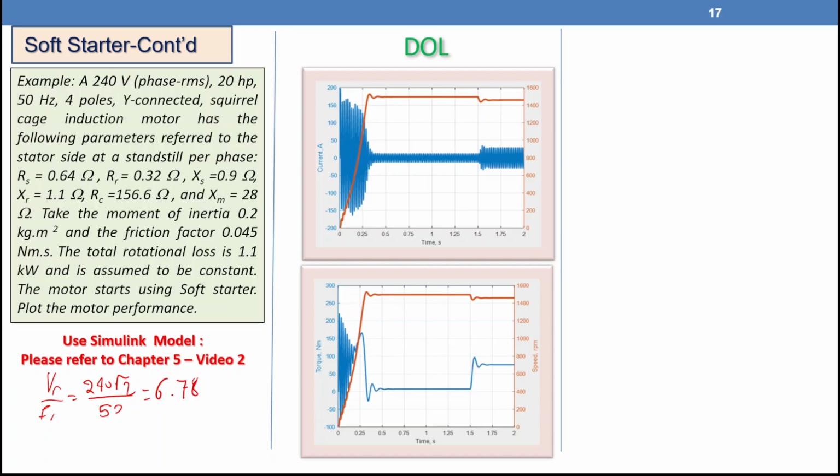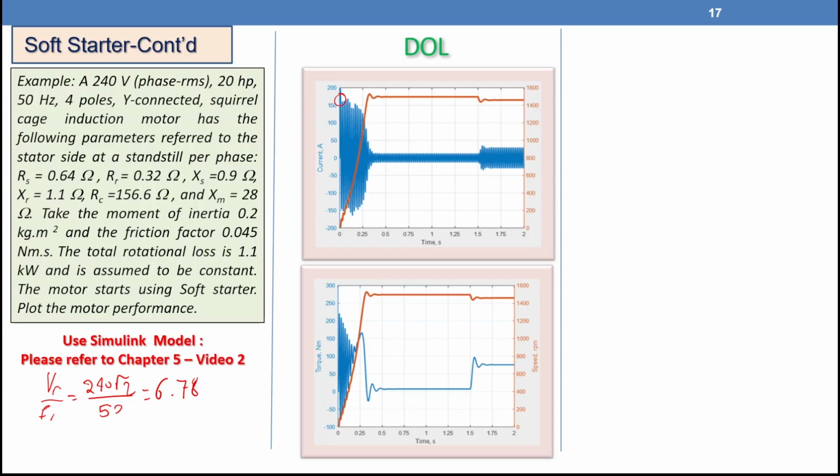But before looking at the current and torque characteristics, let me remind you about the direct on line start of this machine. We have a high current with high oscillation, as you can see in this envelope. The current here reaches something like 160 ampere. And we have a high oscillatory torque response at the starting. Yes, we have a starting torque, but with high oscillations here. The speed reaches the steady state value in something like 0.3 second.